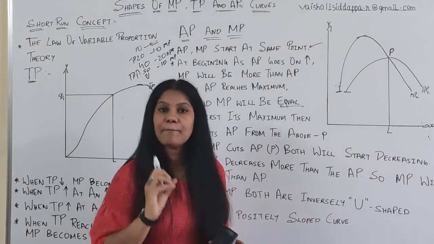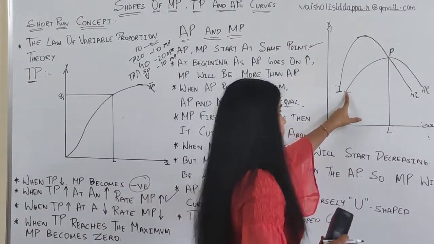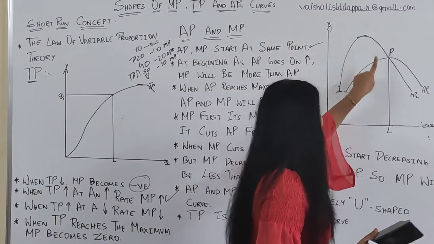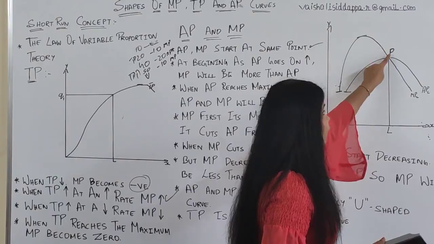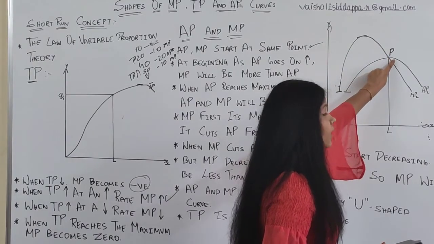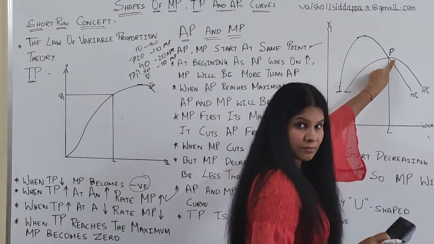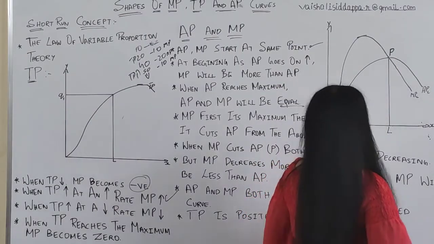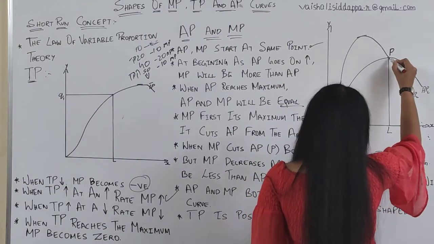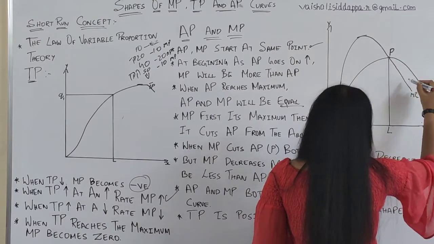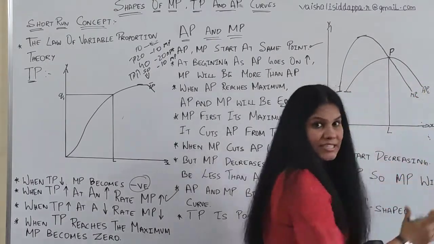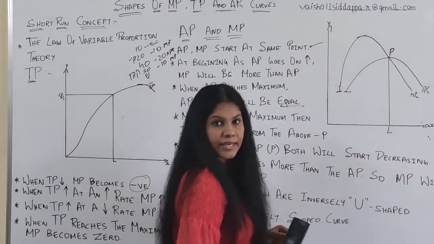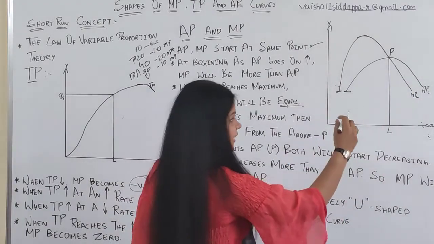They start at the same point. MP reaches its maximum first, and it is more than the APL. From above, it cuts the APL when APL is at its maximum. Finally, after this cut, MPL and APL both will start decreasing. Can you see they both are decreasing now?